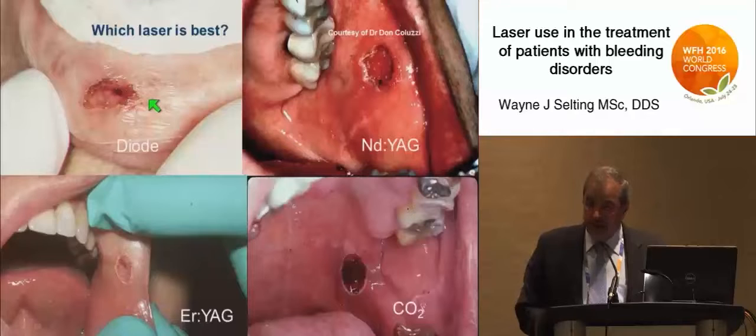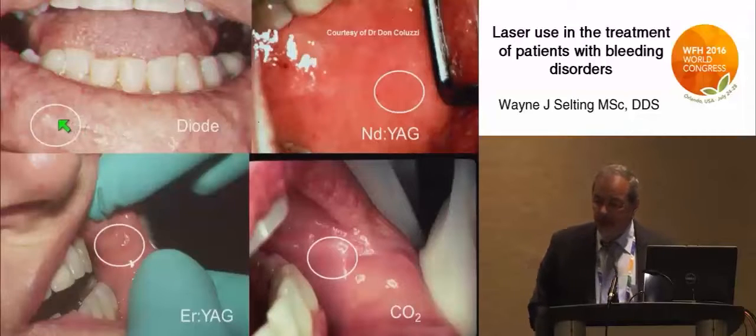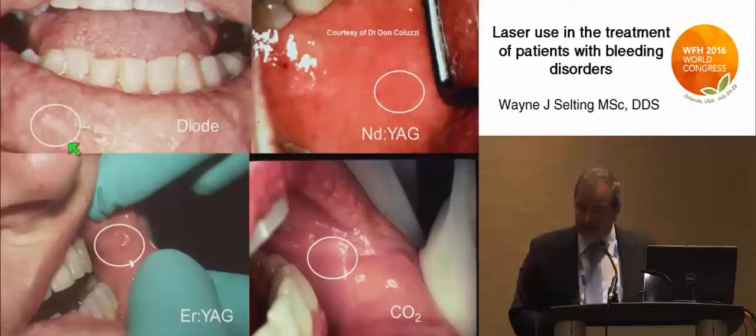The question is, what happens later? How do they heal? This is 3 weeks later. With the diode, you see a little scar tissue here. That's probably because they used a little too much energy. But basically, all of them healed completely uneventful. So they can all be used on soft tissue, but not on your patients. Never use an erbium.